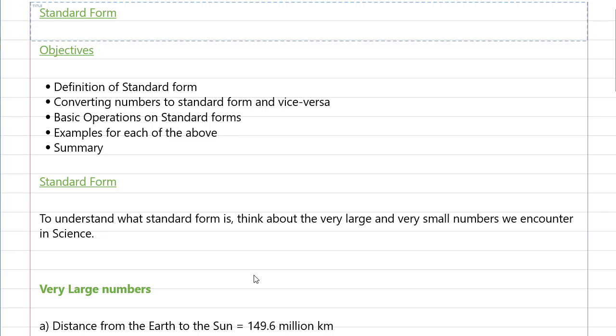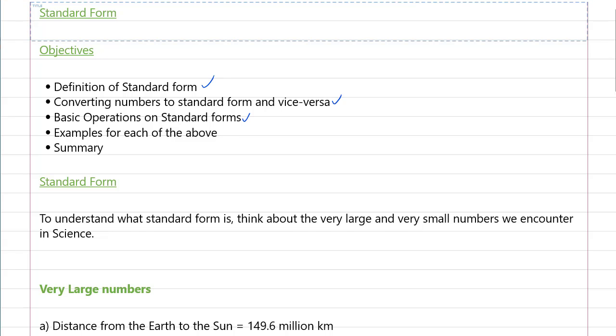The objectives of this lesson are: we will define what standard form is, and then we will learn how to convert numbers to standard form and vice versa. The third objective of this lesson is that we will see how basic operations apply on standard forms. And lastly, we'll wrap up with a summary.